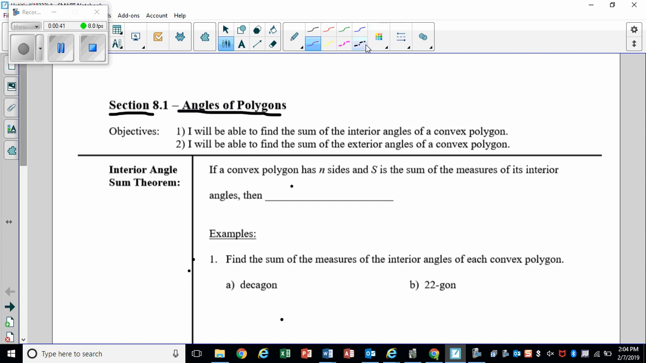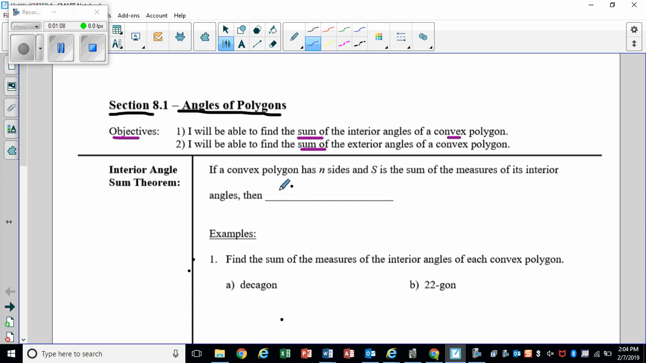So right now we're starting with the two objectives we're going to be covering. One of them will be you'll be able to find the sum of an interior angle of a convex polygon. We will talk about concave and convex in class, and then we're going to talk about the sum of interior angle of a convex polygon. And it's pretty straightforward in terms of finding the formula and how to apply it.